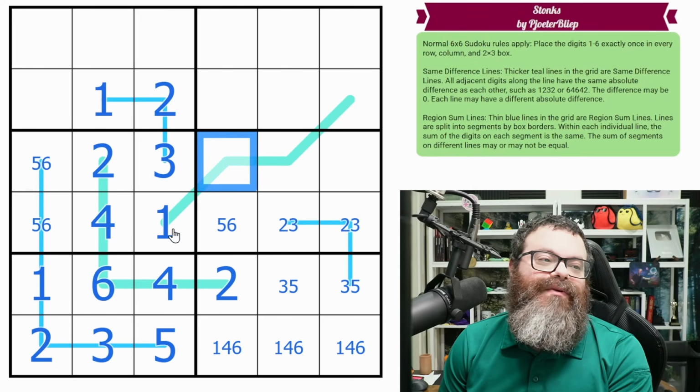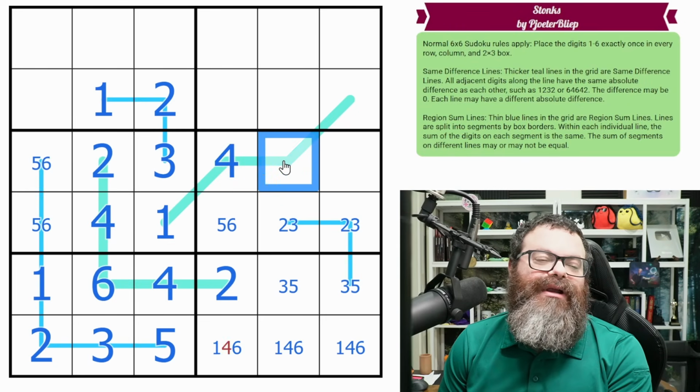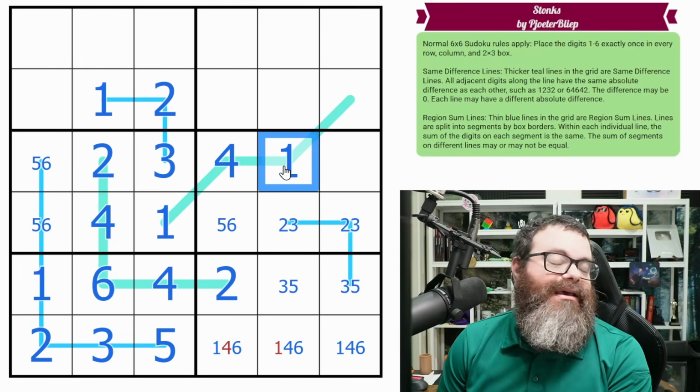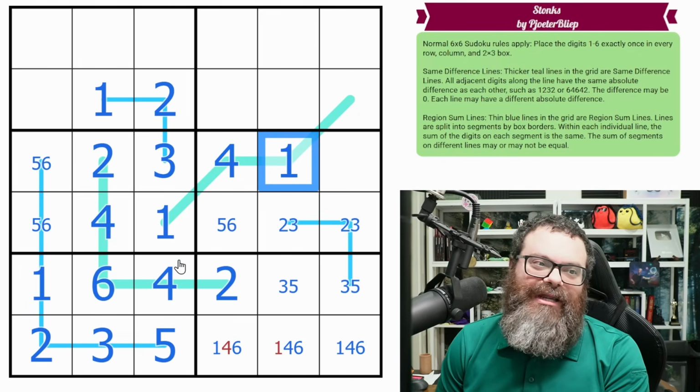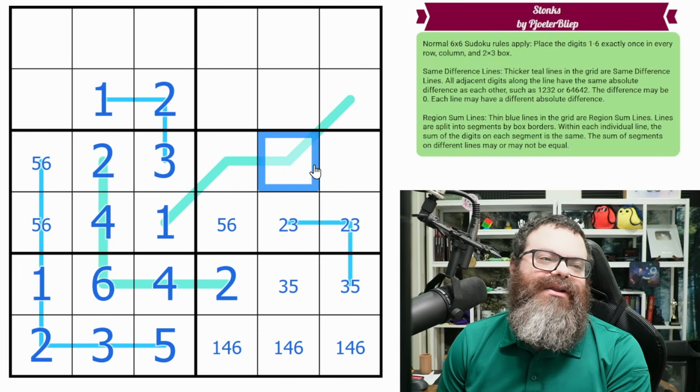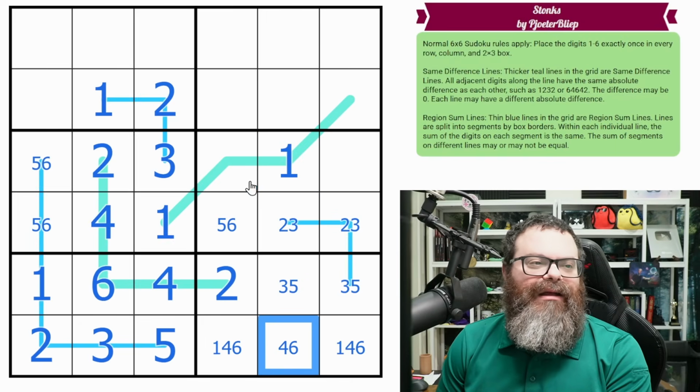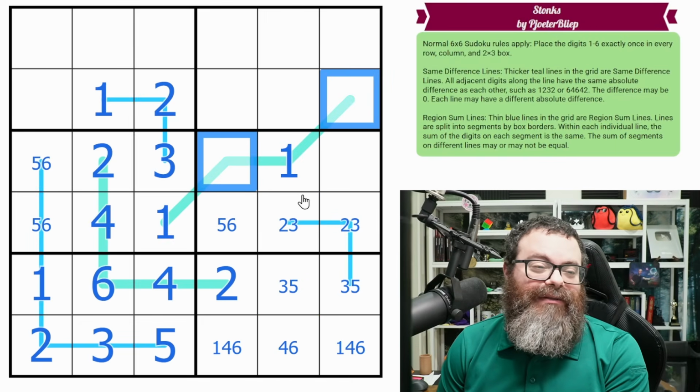Because if we go from 1 to 4, that's the difference of 3. 4 can't go up to 7, so it's going to go back down to 1. And 1, of course, can't go down further, so it's going to go back up to 4. So I know that this is going to be a 1. But I know these two are the same digit, but I don't know what that digit is. It's a 4, 5, or 6, though.